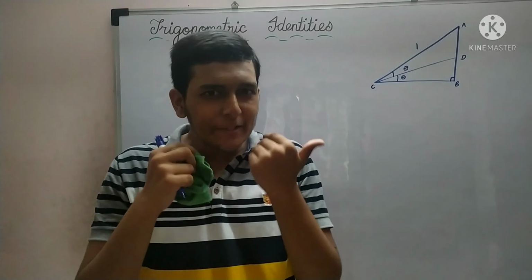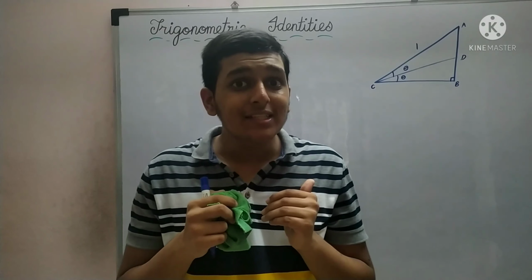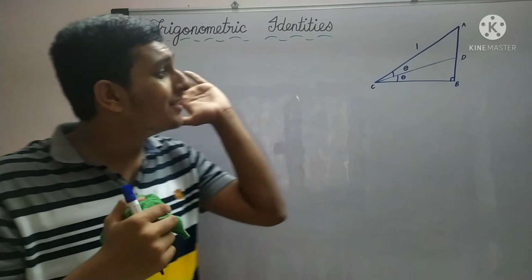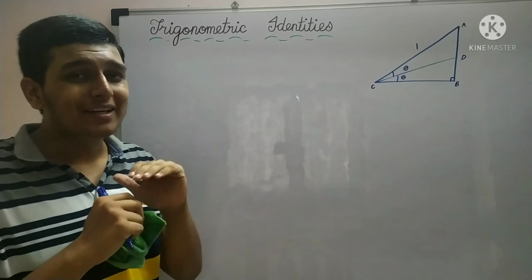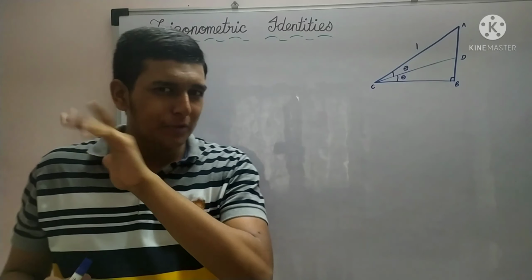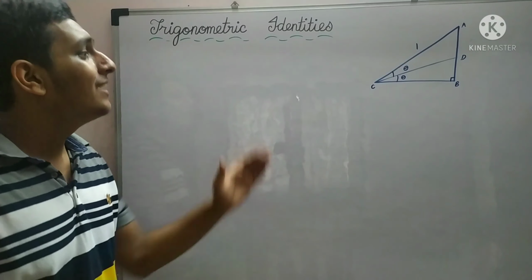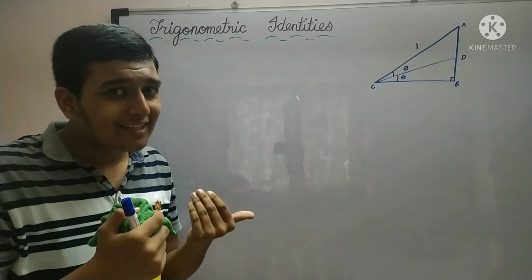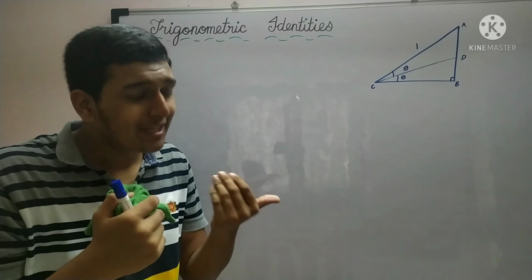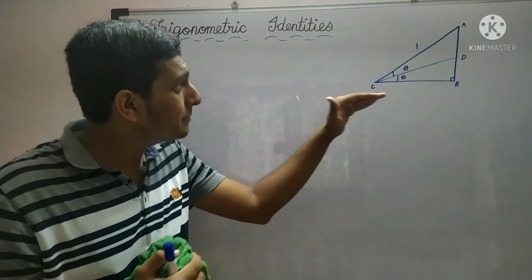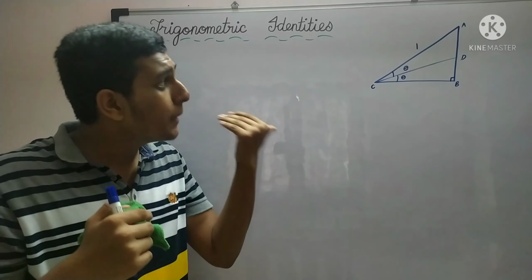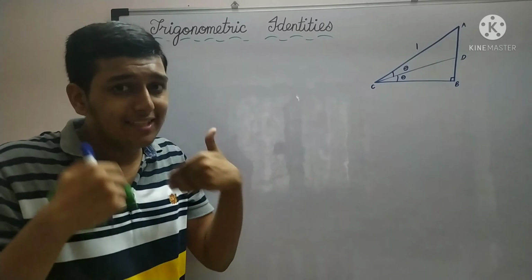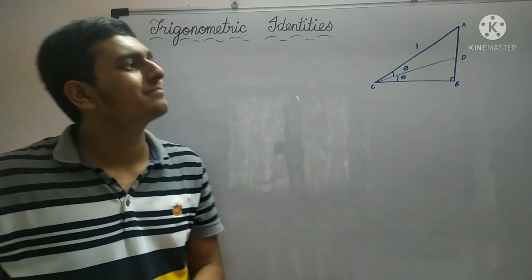Hello everyone. In today's video, we will discuss how we can utilize the angle bisector theorem to derive some trigonometric identities. So let's get started. Let ABC be a right angled triangle, right angled at B, such that angle ACB is bisected by CD and the length of the hypotenuse of this triangle, that is AC, is 1 unit.